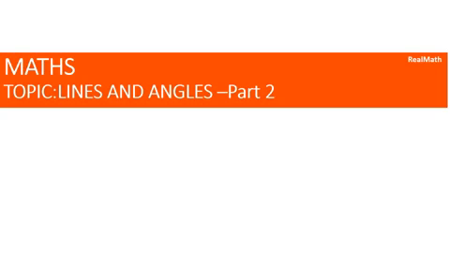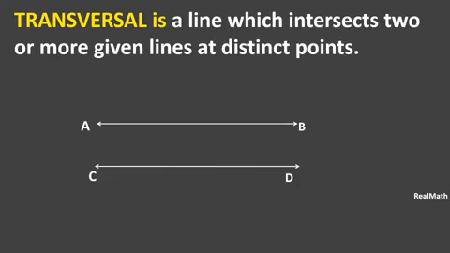In this video, we are going to learn lines and angles part 2. Now, first one is a transversal. What is a transversal? It is a line which intersects two or more given lines at distinct points. Here, this MN is the transversal and it intersects the lines AB and CD at P and Q.